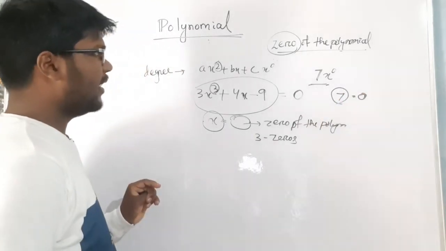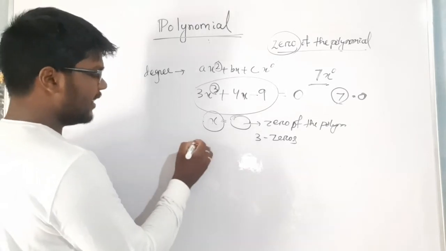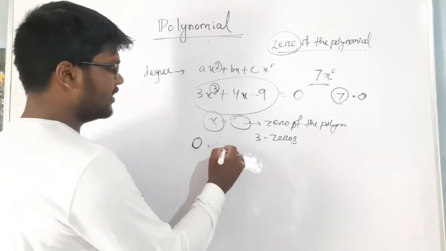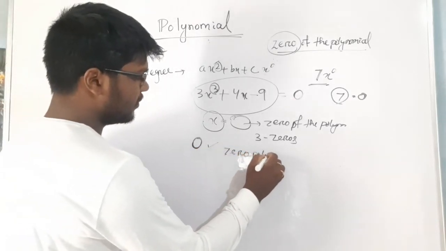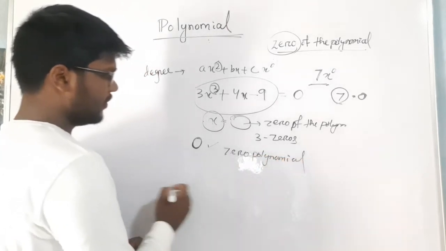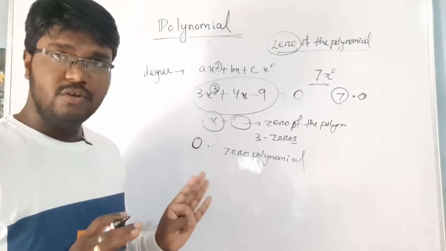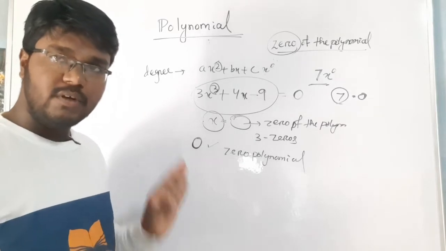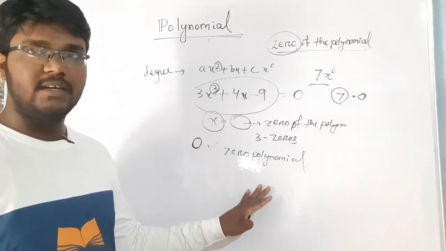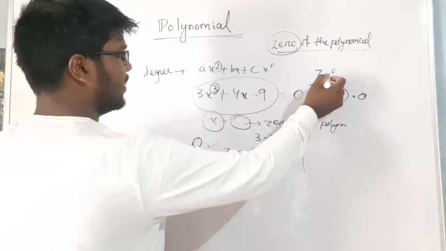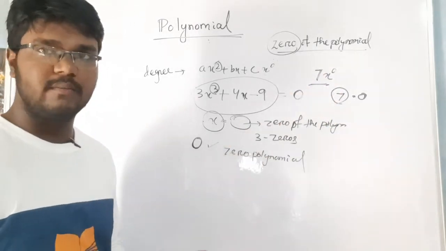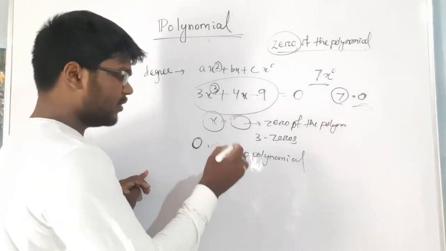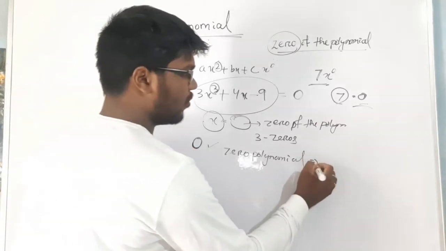But zero polynomial means that if only 0 is present in the entire polynomial, then this 0 will be considered the zero polynomial. If only 0, then it will not be considered a constant term. It is constant, but if there is only 0, it will be considered the zero polynomial. If there is a 7, we can write 7x raised to the power 0, and this is termed a constant term. But for the zero polynomial, the degree is undefined.